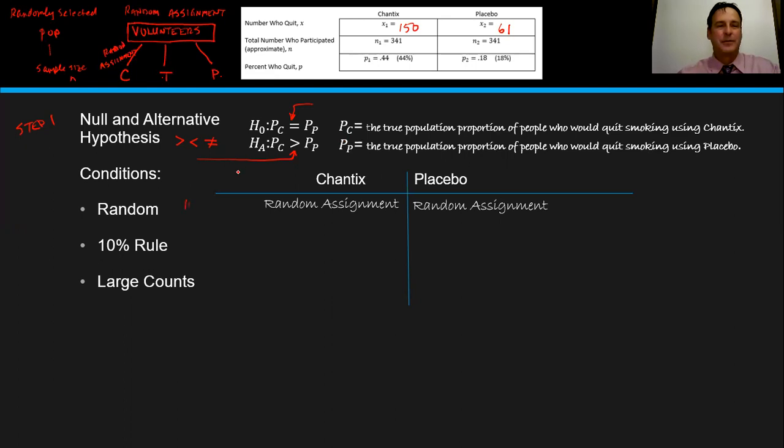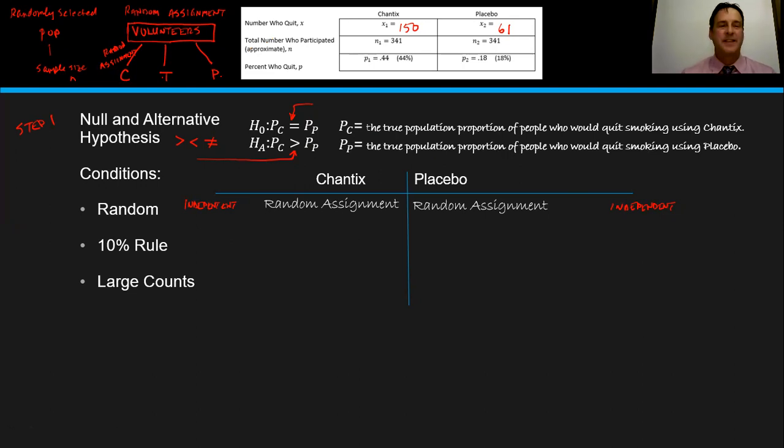Again, this allows people to know that they're independent from one to the next. Meaning, a person who is part of one treatment will not get another treatment. Someone who's in the Chantix group will also not be in the placebo group.